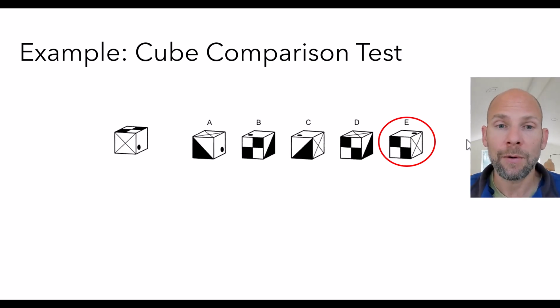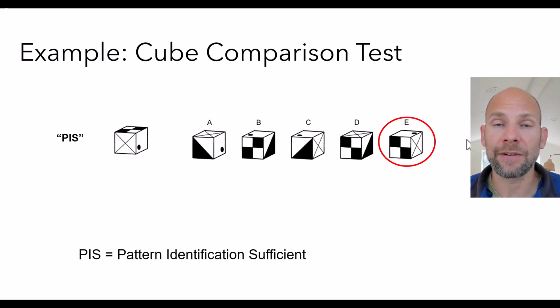And so this is why this type of item is referred to as PIS, for pattern identification sufficient, meaning I can find the correct solution here simply by picking the cube that has the same 3 patterns as the target cube. I don't have to use spatial ability or spatial performance, really, like mental rotation or something like that, to find the correct cube. I can just simply identify the one that has the same 3 patterns.